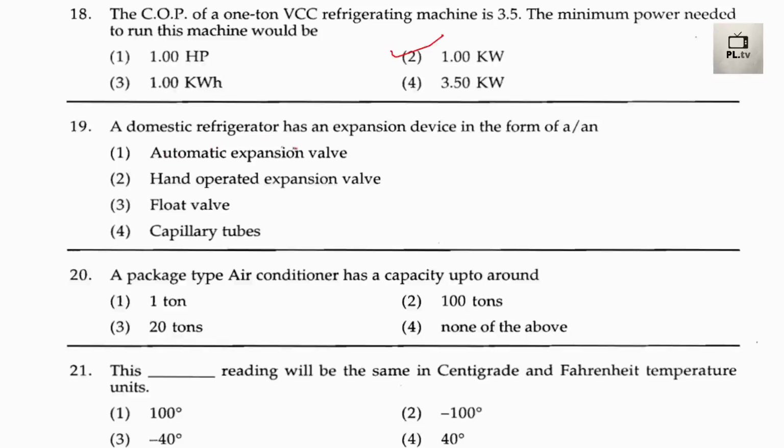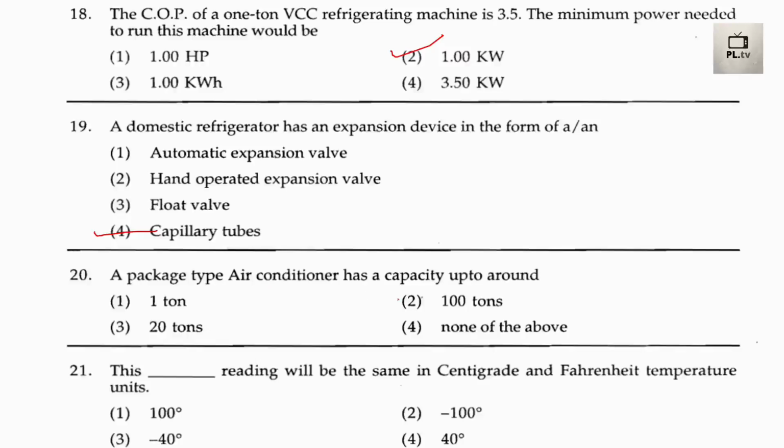Next question: a domestic refrigerator has an expansion device in the form of an? In the backside of a domestic refrigerator we can see capillary tubes, which work as the expansion device. So the correct answer is capillary tubes.